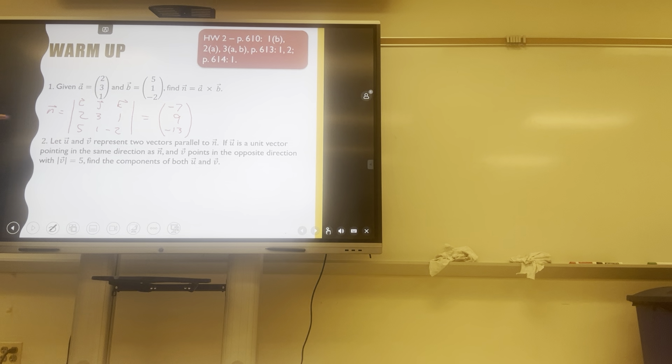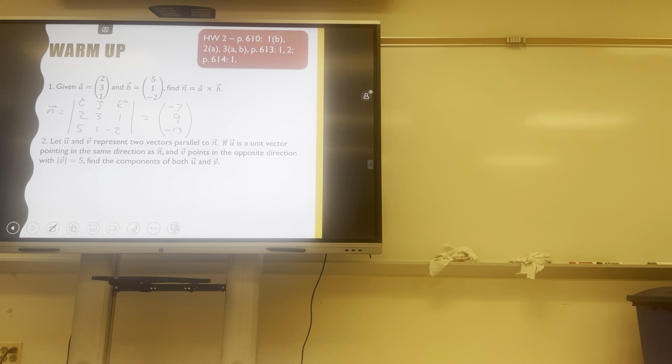And if you want to check your answers, the cross product is supposed to give you a vector that is what in relation to these two? Perpendicular. So if you dot this with either of these, you should be getting what? 0. You actually should be getting 0 for both cases, right? Otherwise you messed up the cross product.